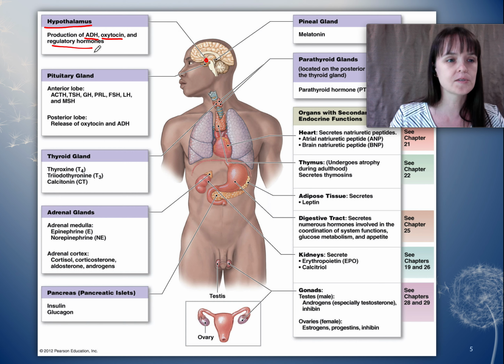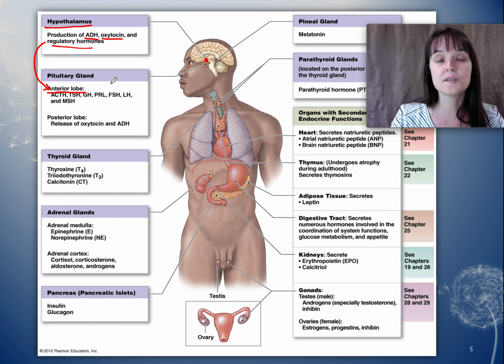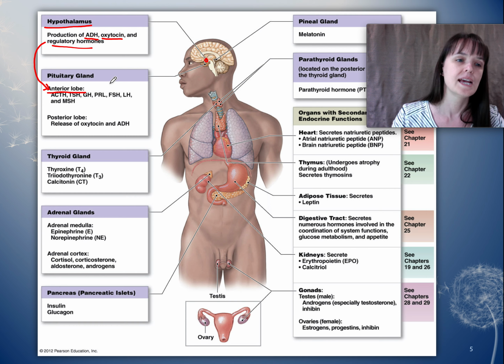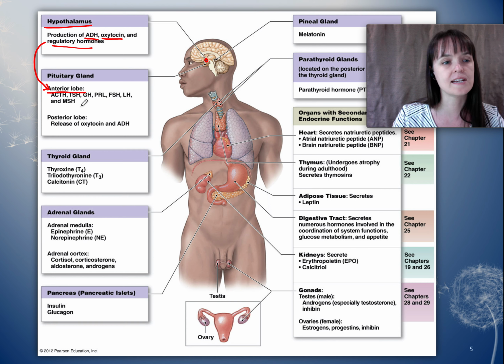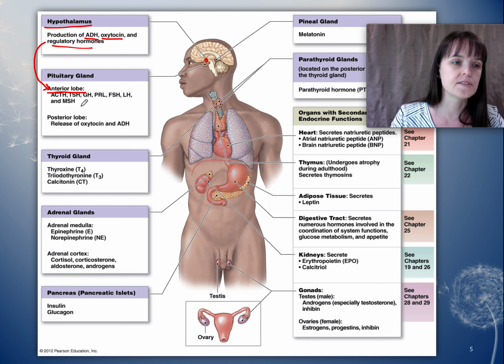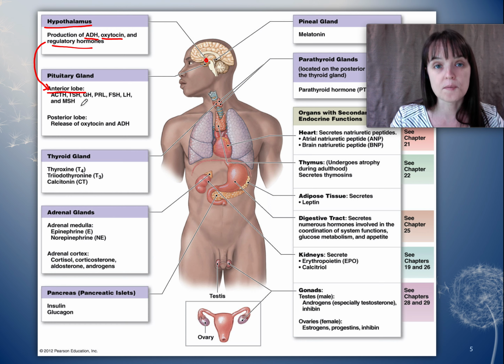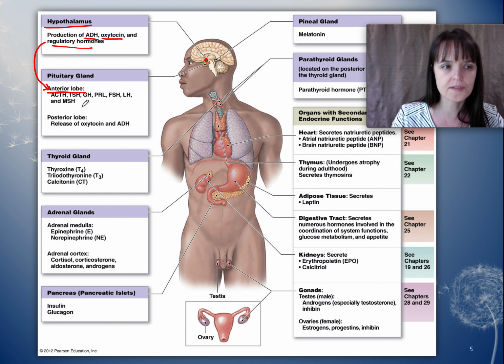And regulatory hormones control the anterior lobe of the pituitary gland. The anterior lobe of the pituitary gland releases the hormones ACTH, TSH, GH, PRL, FSH, LH, and MSH. Give me a couple of videos and you'll know what all of those mean. For now, know that the anterior lobe makes and secretes all of these hormones.